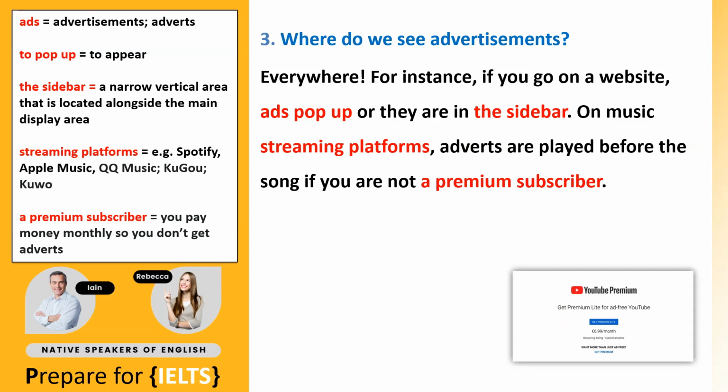A premium subscriber. Sometimes on streaming platforms you can pay money, a monthly subscription, and that makes you a premium subscriber, and so you don't get adverts. Where do we see advertisements? Everywhere. For instance, if you go on a website, ads pop up or they are in the sidebar. On music streaming platforms, adverts are played before the song if you are not a premium subscriber.